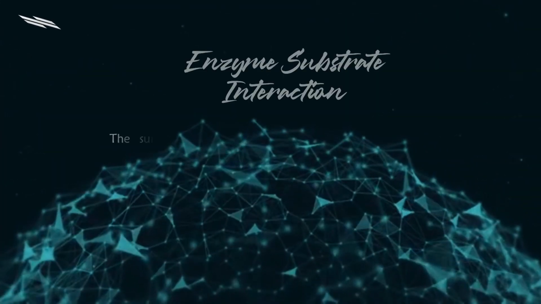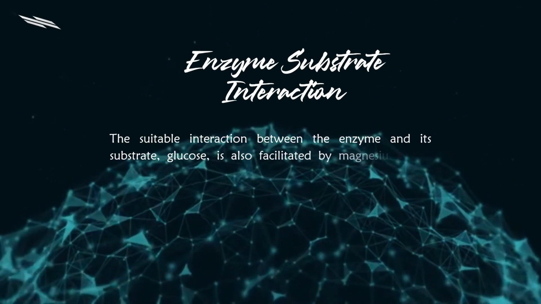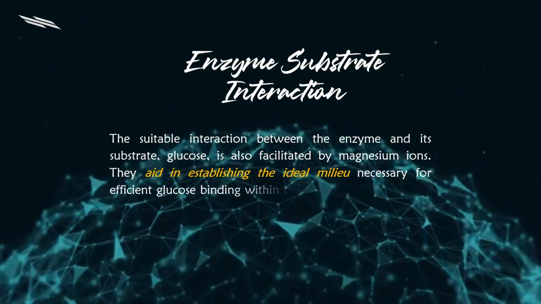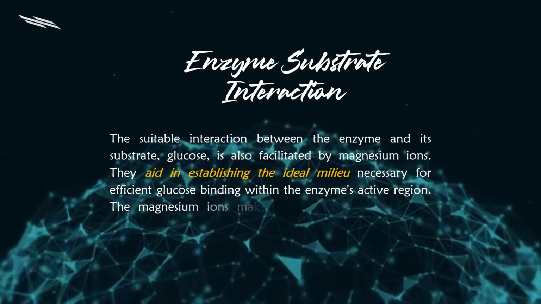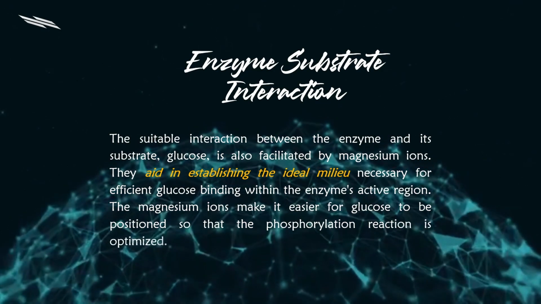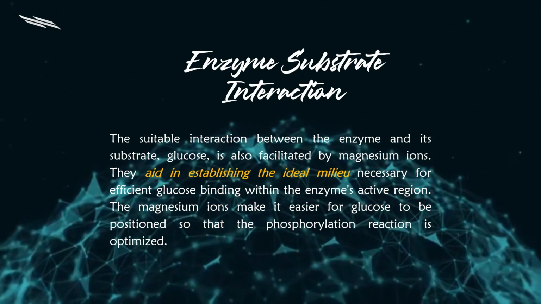Enzyme-substrate interaction: the suitable interaction between the enzyme and its substrate, glucose, is also facilitated by magnesium ions. They aid in establishing the ideal milieu necessary for efficient glucose binding within the enzyme's active region. The magnesium ions make it easier for glucose to be positioned so that the phosphorylation reaction is optimized.